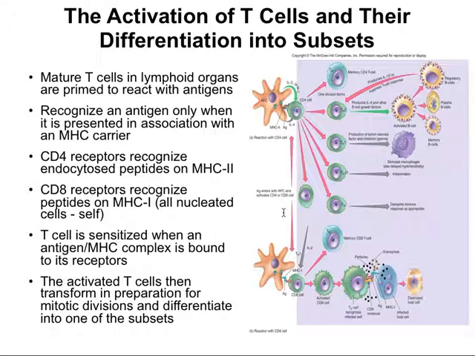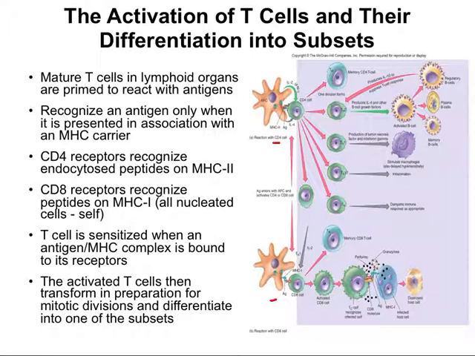T cells, as you know, mature in the thymus and are primed to react with antigens as they sit in their lymphoid organs. They recognize antigens only when they're presented in association with an MHC carrier molecule. The T helper cells come in basically two forms. They have cells with the CD4 marker on them or cells with the CD8 marker on them. Those with CD4 receptors recognize endocytosed peptides that are on MHC2 receptors presented by the antigen-presenting cells. Those with CD8 receptors recognize peptides on MHC1 receptors.